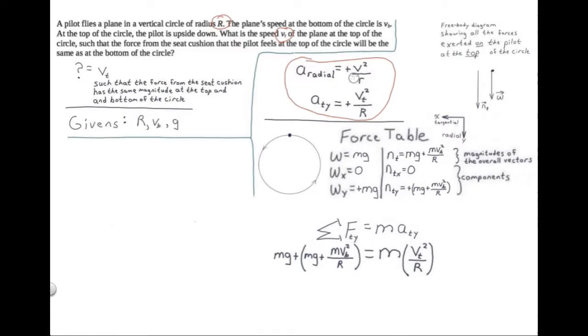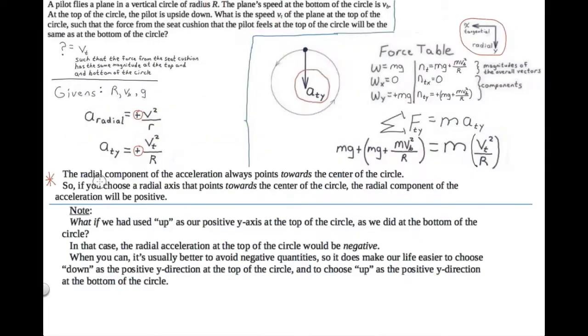We're going to use this formula. In this case, the radial component is the y component, so the radial component of the acceleration at the top of the circle is a sub ty. For the pilot's speed at the top of the circle, the problem told us to use the symbol v sub t. The radial component of the acceleration always points towards the center of the circle. And we've chosen a radial axis, the y-axis, that also points towards the center of the circle. So, the radial component of the acceleration will be positive.